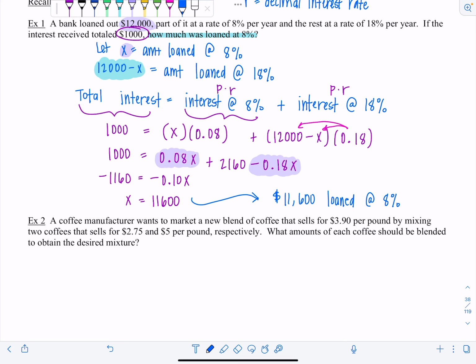Some teachers will require a full sentence. So if that's the kind of teacher you have, do it. I'm cool with this though, you know. Just label it, put your units on, we're good. It's not English class, I don't like writing so much.